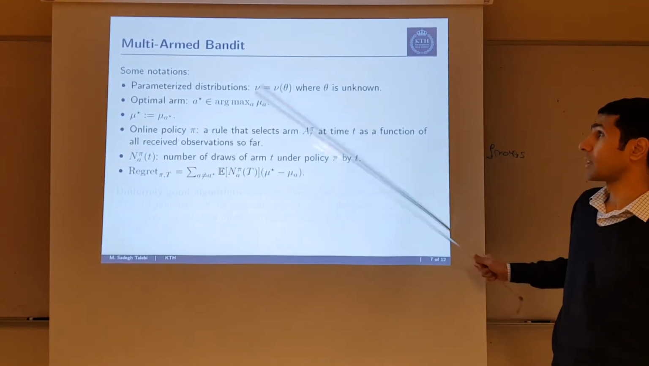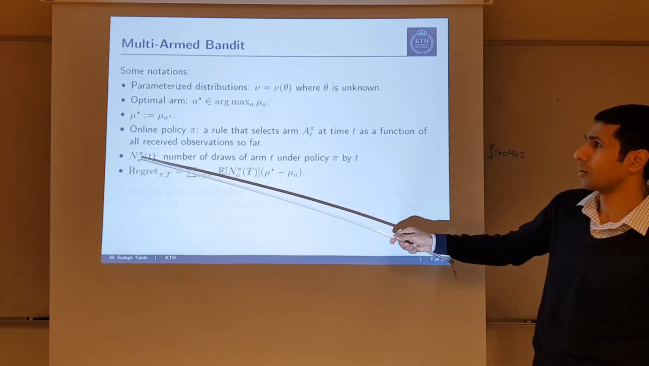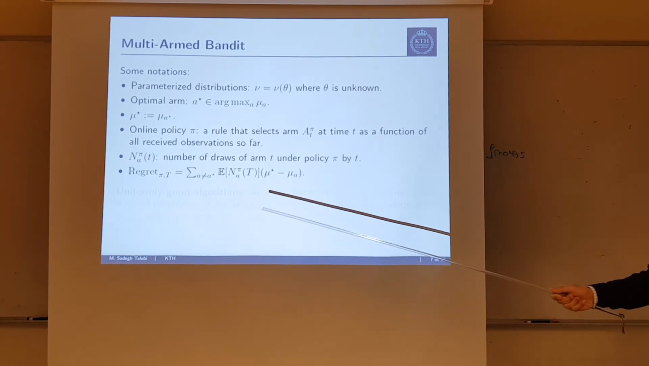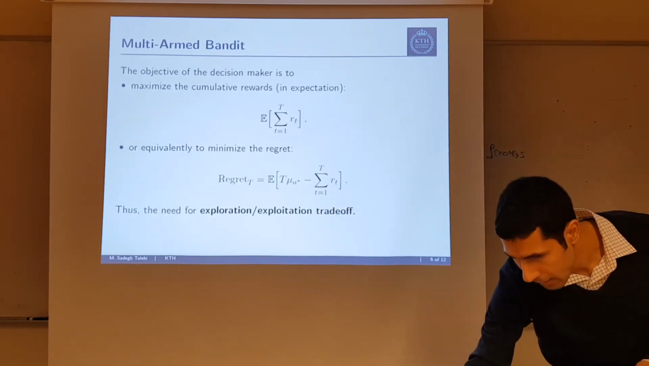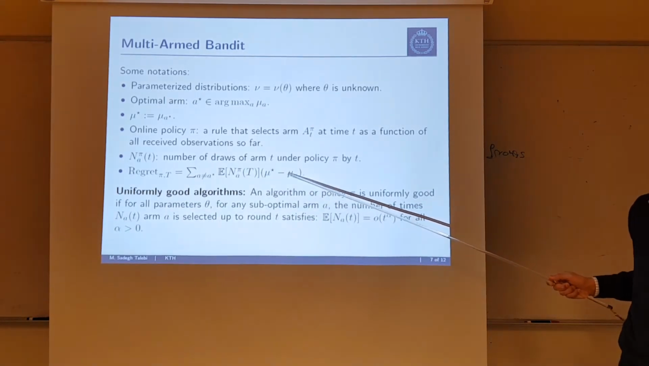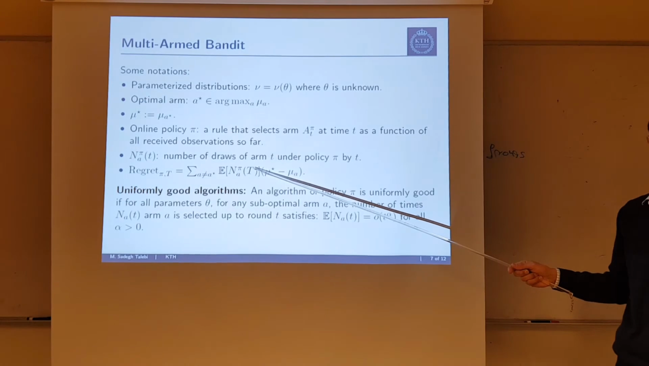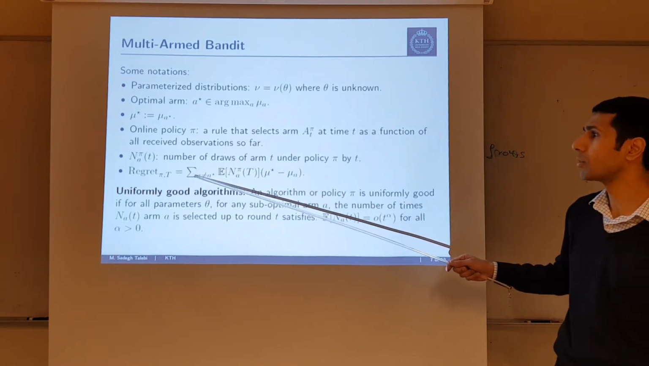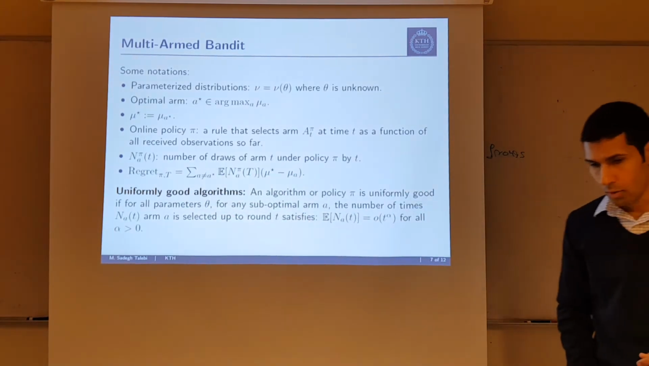Okay, now we have this definition of regret in the previous slides, but we can show that given these notations, basically the regret can be written as this. It is easily written as the number of times a suboptimal arm A is chosen under policy pi up to time slot capital T, times the suboptimality gap of this arm. And you should sum this contribution to regret over all suboptimal arms.